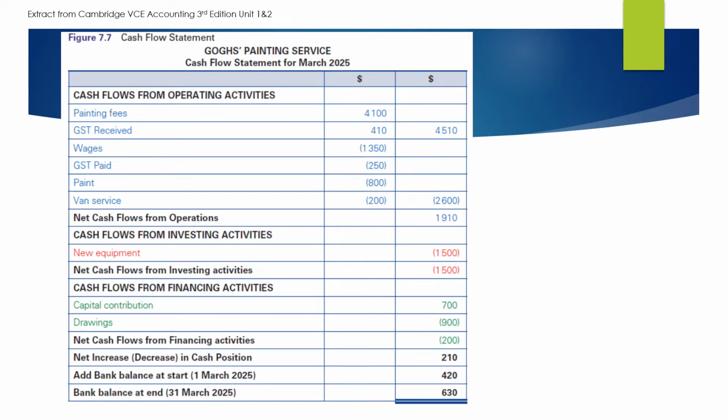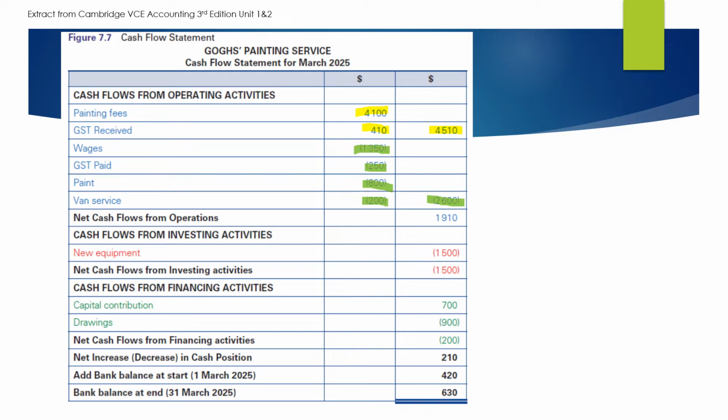So we start off with the operating activities by adding up the cash inflows from painting fees and GST received. This gives us a total of $4,510, which we write in this column. Then we add up the cash outflows, and this gives us a cash outflow of $2,600, which we report using brackets to show that this is a cash outflow.